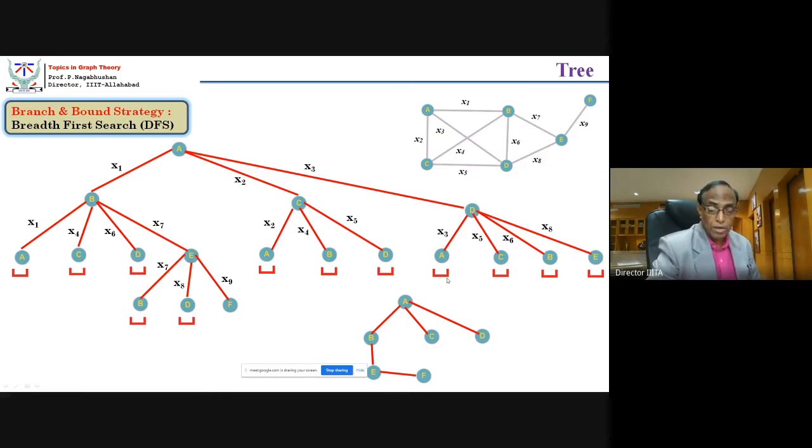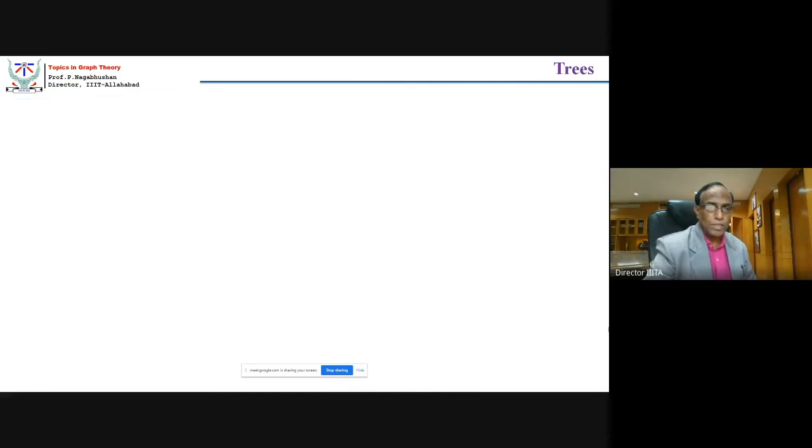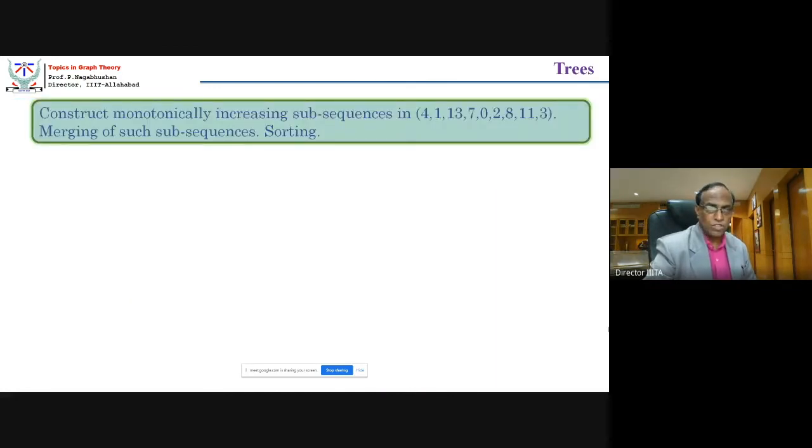Of course, I have not considered the weights here. If you consider the weights, then I will be interested in finding out the weight of this graph. Of course, I will later be interested in finding out the MST, minimal spanning tree, for which there are 2 very specific algorithms called Kruskal's algorithm and Prim's algorithm. So these are the different methods of constructing a tree.